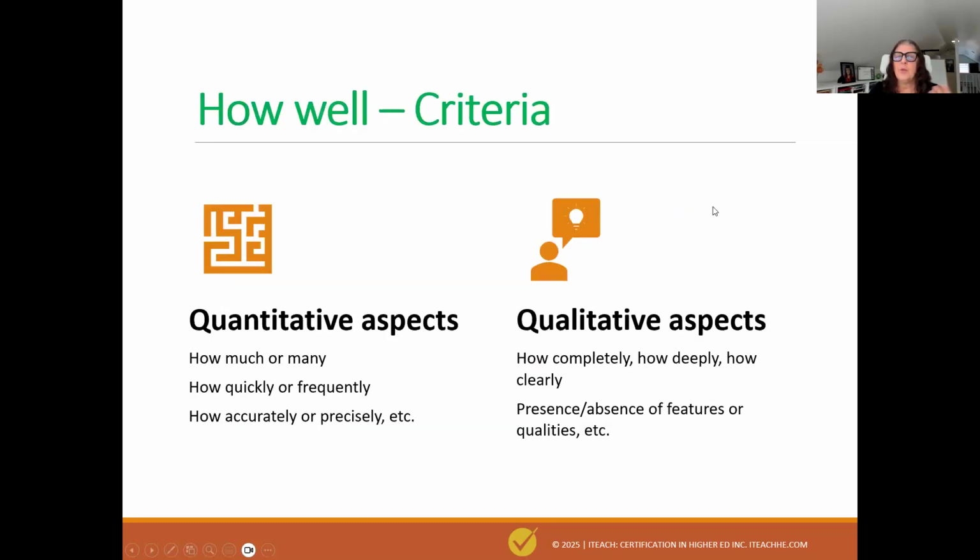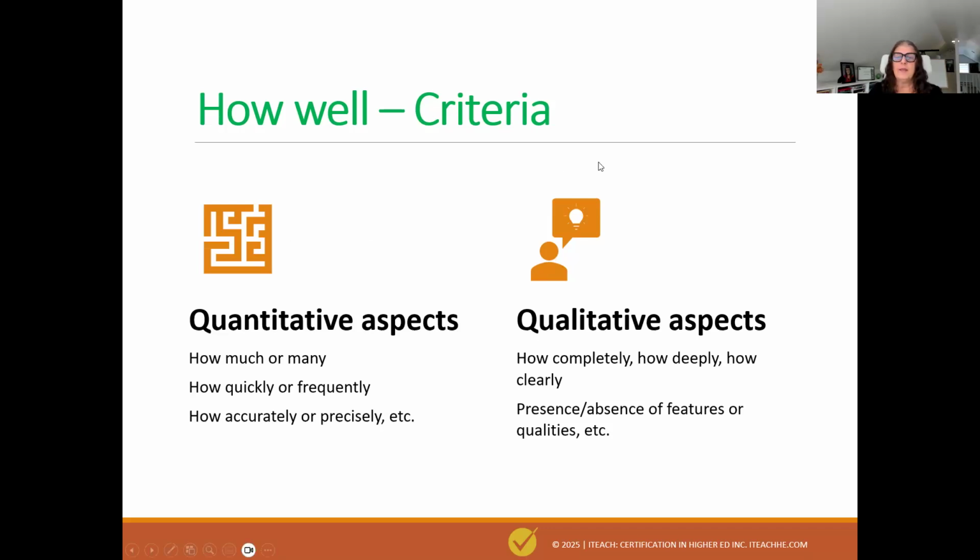Okay, lastly, the third one is criteria, and we're going to identify it as green. This can be quantitative or qualitative or both. So it might be how many or how much or how quickly or how frequently, or, qualitatively, how completely or deeply or clearly. So there are qualitative and quantitative aspects that can be used for the criteria.